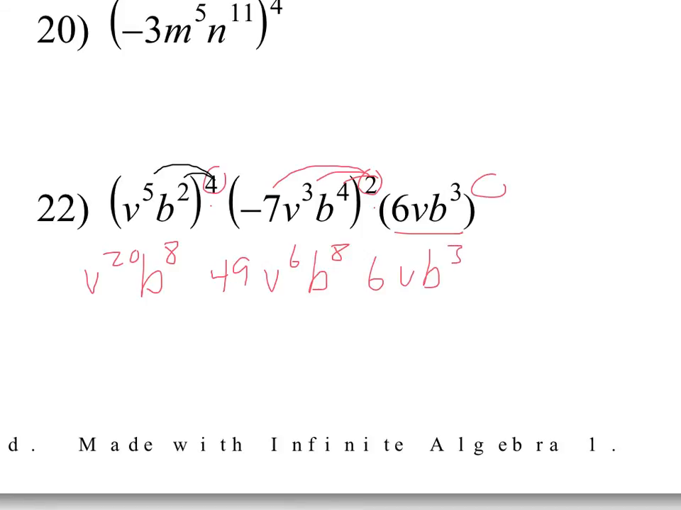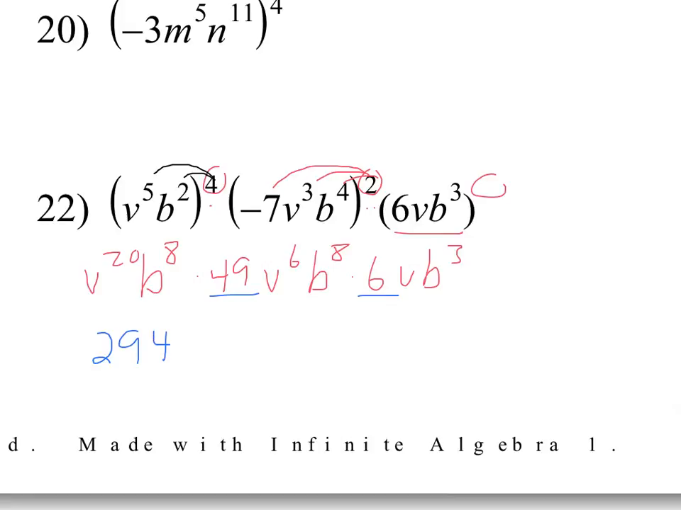We don't have to distribute anything. Now again, these monomials are all being multiplied. So now we look at it, and we're back to what we had done before. We say, well, look at our V's. Well, first of all, let's look at our 49 and 6. If we multiply those two together, we get 294.